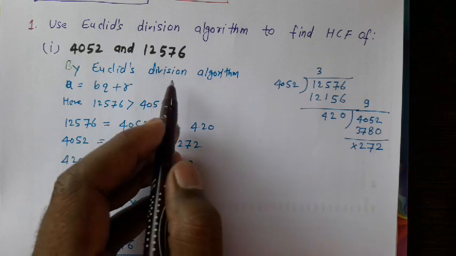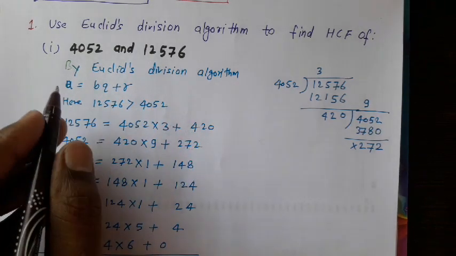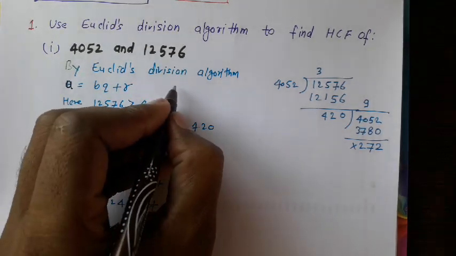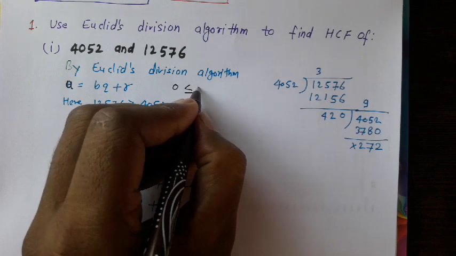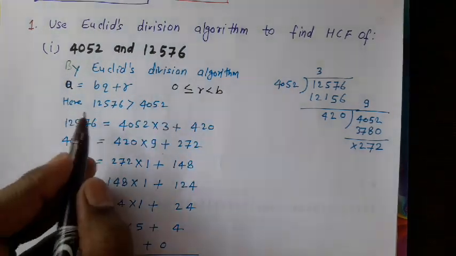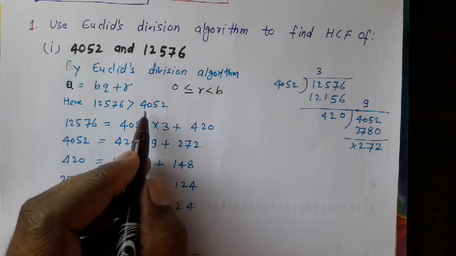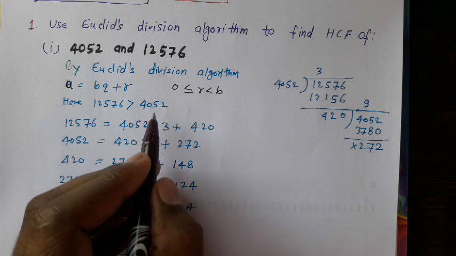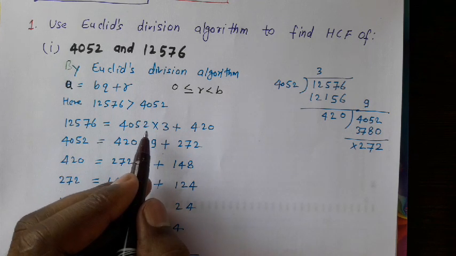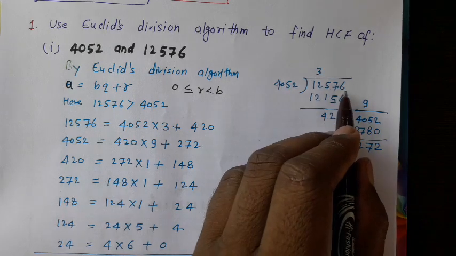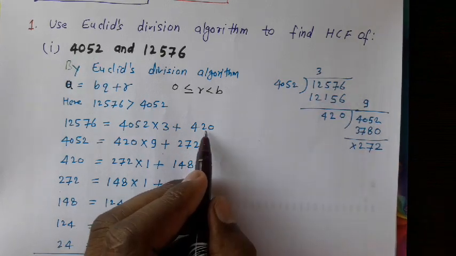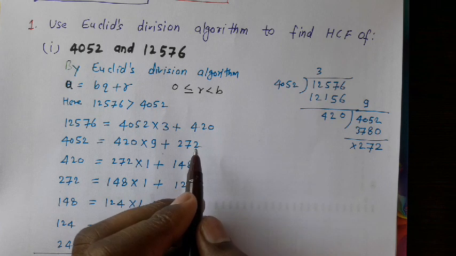Now by Euclid's division algorithm we know that a equals bq plus r, where 0 is less than or equal to r is less than b. Now here 12,576 is greater than 4052, so you take a as 12,576 and b as 4052. When you divide 12,576 by 4052, the quotient will be 3 and the remainder will be 420. This is the first step. In the first step the remainder is not 0, we continue this process.